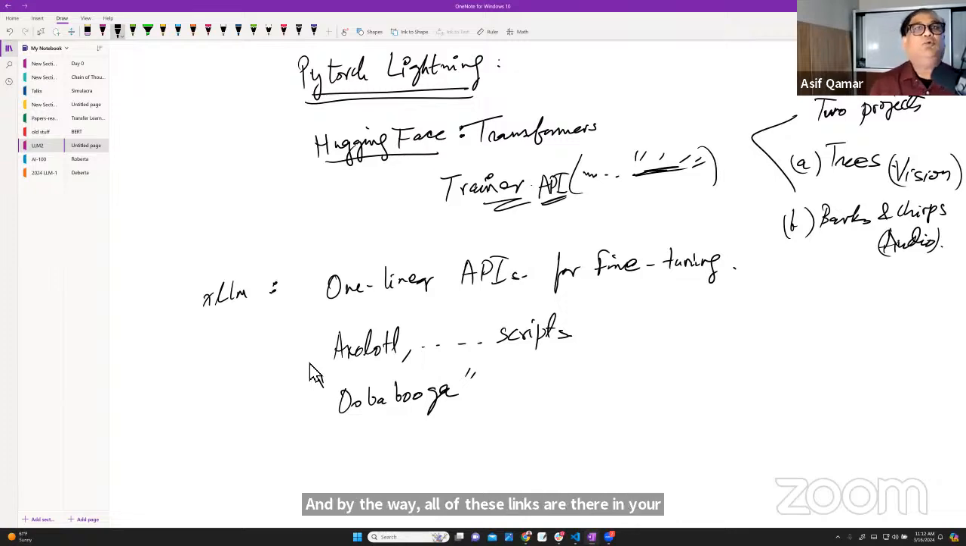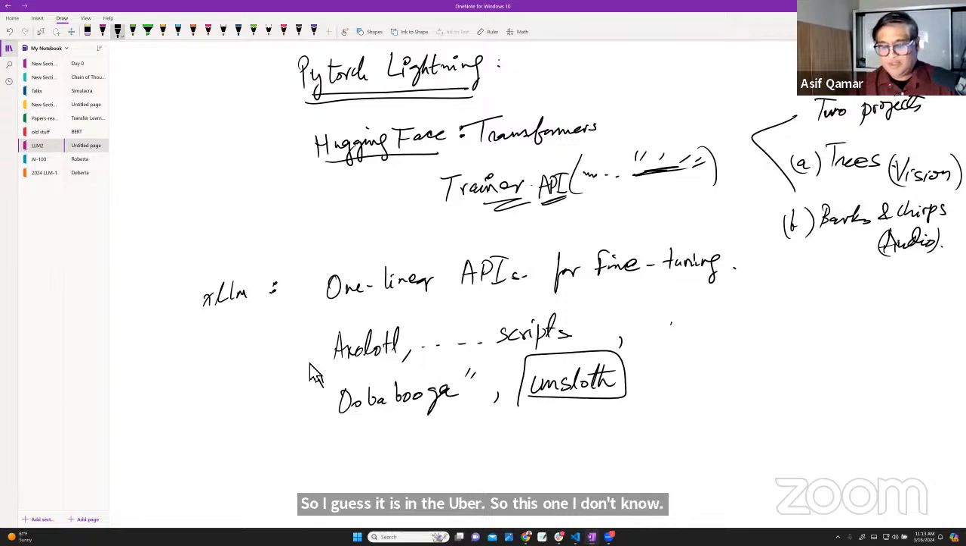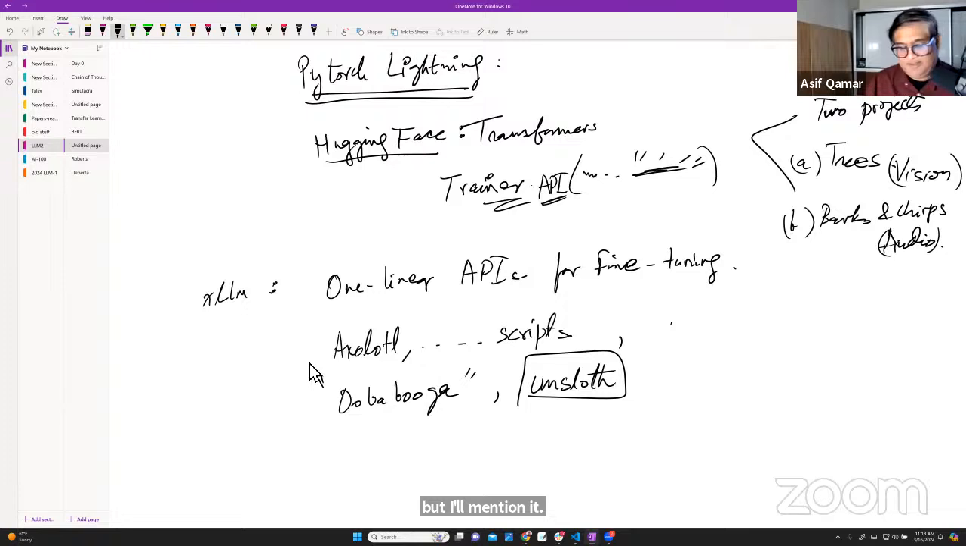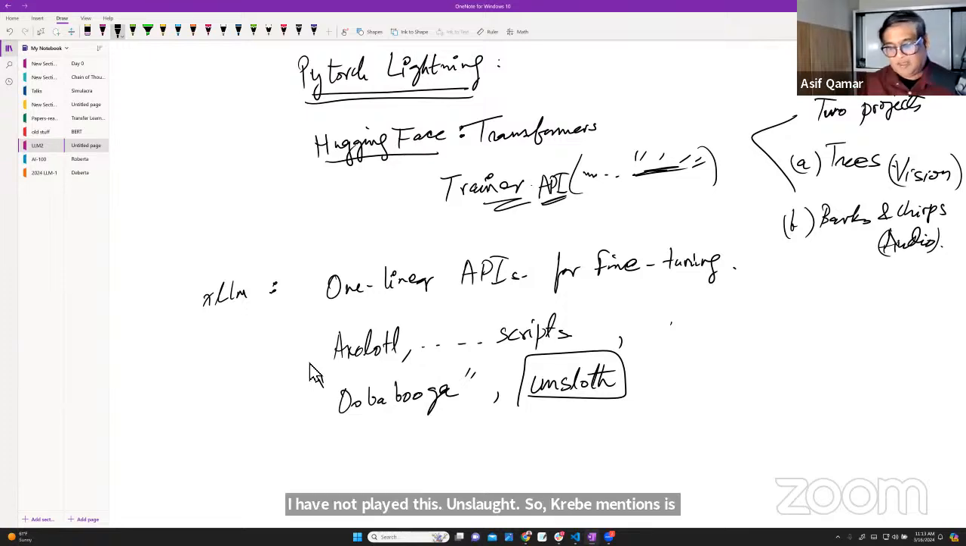If you look at tools like Oobabooga, you can also add Unsloth. Okay, so Praveen here mentions there's something called, which category is it in? Fine tune, no code necessary, is it? Just a tool. So I guess it is in the Oobabooga category. This one I don't know, but I'll mention it. I have not played with this. Unsloth. Praveen mentions it's pretty good, and you could just fine tune with Unsloth.